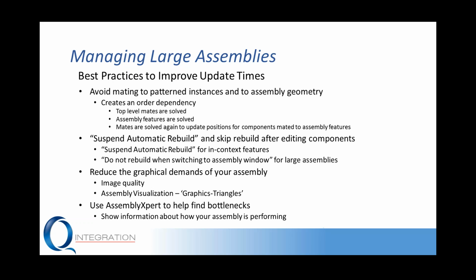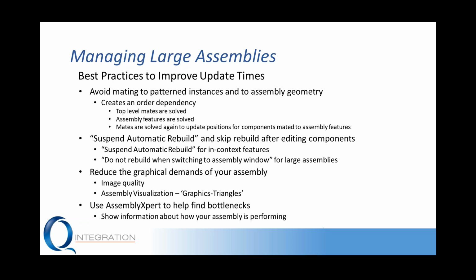We also want to reduce the graphical demands of our assembly. We do this through image quality through our document properties in our options. We can reduce that amount. What's great about the assembly level is I can reduce the image quality for all the parts as well. So I don't need to go into each part to reduce that. We can also utilize assembly visualization, and we can add different columns for graphics triangles or rebuild time, which can help us improve the update time for our assemblies.